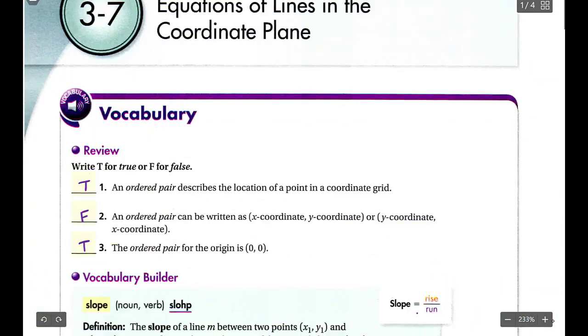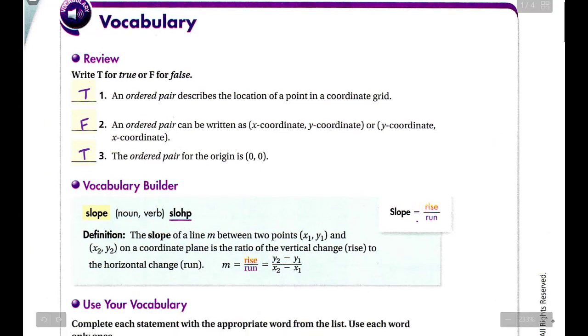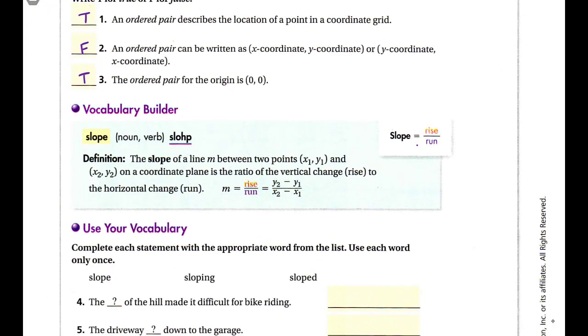Okay. So the vocabulary builder, we're talking about slope. This should be a refresher basically from your algebra class. Slope is rise over run. It's the change in the y values over the change in the x values. So we can write it as y2 minus y1 over x2 minus x1.